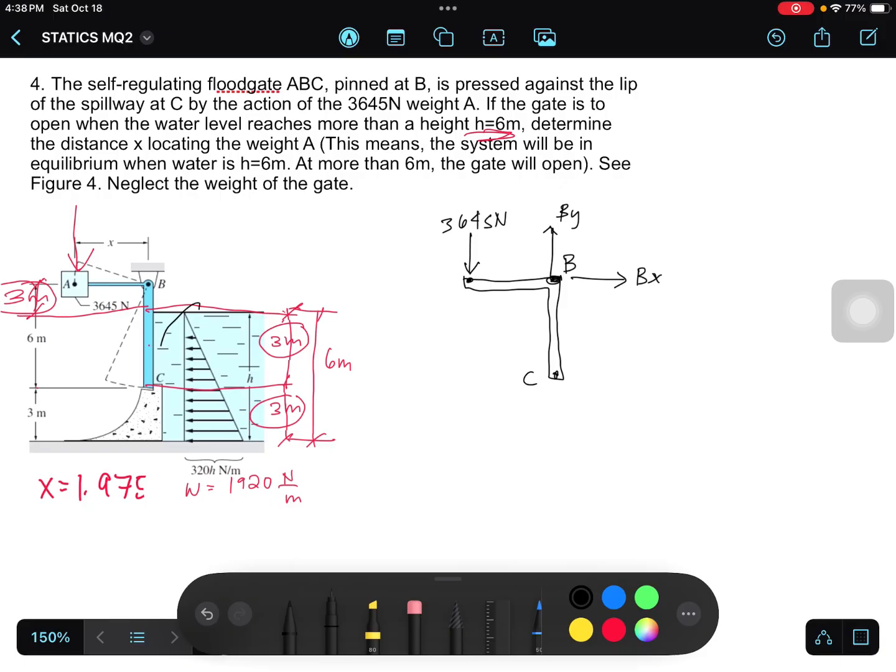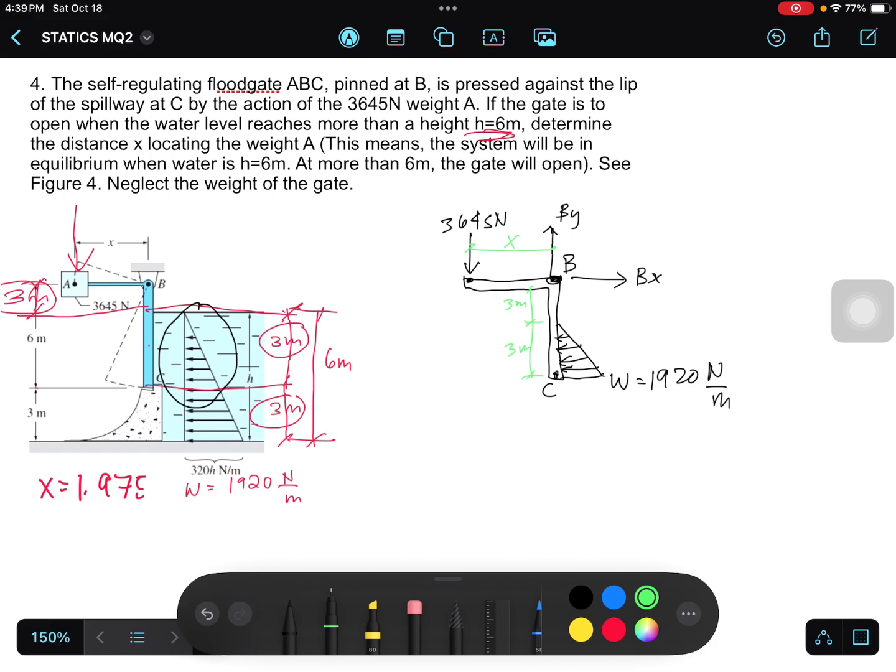Pero yung load mo is a triangular load and it is distributed over the length ng gate simula sa dito papuntang point C. This is W 1920 Newton per meter and this is your triangular distributed load. And then ang distance nito ay wait lang. So this is 3 meters. This is also 3 meters. So ito yung free body diagram and this distance is what we want, Cx. So we want this to be in equilibrium.